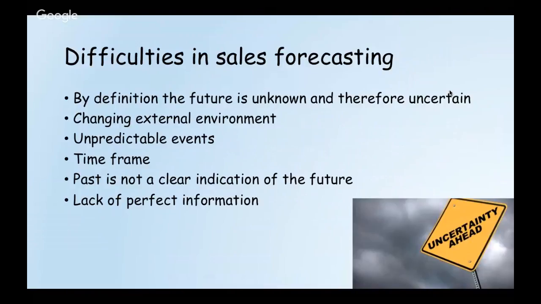Now, sales forecasting is particularly difficult. By definition, the future is unknown and therefore uncertain. There are many events that we can consider, and the bigger the time frame, the more difficult it is to predict. For example, unpredictable events such as the election of Donald Trump and Brexit have caused an increase in the ever-changing external environment, making sales forecasting more unpredictable.